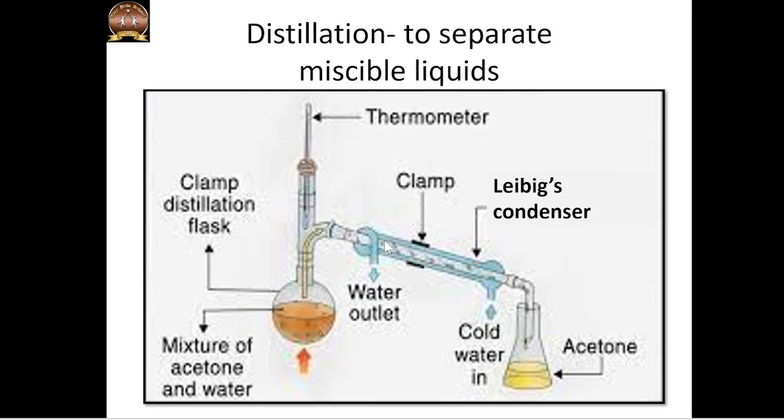and as the vapors move through this pipe, the vapors are cooled down because of the water that is passing through the Liebig's condenser. The Liebig's condenser will allow the vapors to cool down, and the vapors will condense to form the liquid form of acetone inside the tube itself. And then the liquid acetone will be collected in a flask or a beaker which is placed at the other end of the apparatus.